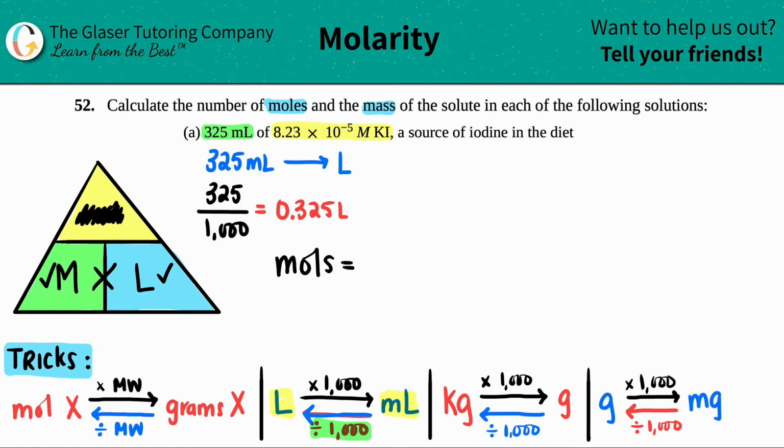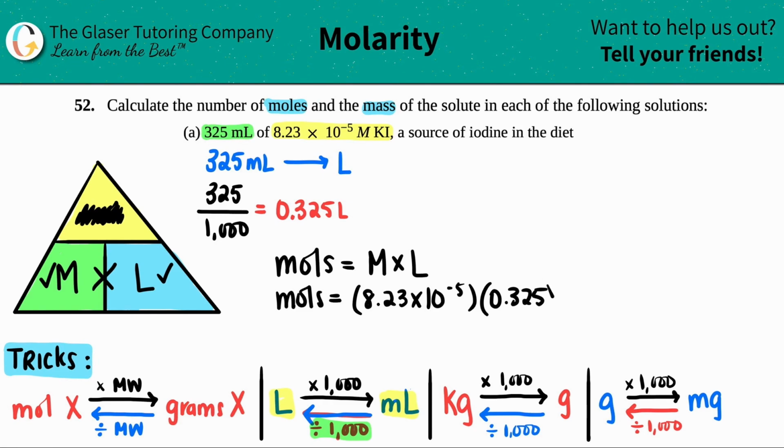Think of this line as a division line, right? But in this case, moles will equal molarity times liters. And now all I've got to do is solve, right? So moles of my solute, which is potassium iodide, will be the molarity. The molarity they told us was 8.23 times 10 to the negative fifth, and then my liters is the 0.325.